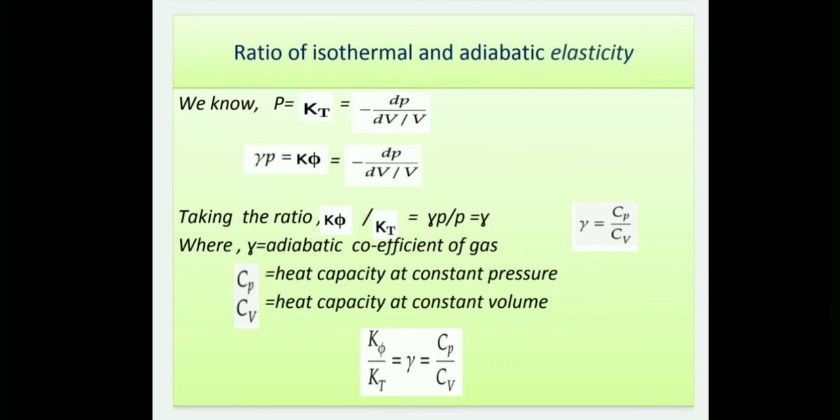We know gamma is equal to Cp by Cv, where gamma is the adiabatic coefficient of the gas, Cp is heat capacity at constant pressure, and Cv is heat capacity at constant volume. Finally, we obtain the relation K phi by Kt, that is, the ratio of adiabatic elasticity to isothermal elasticity is equal to gamma, the adiabatic index, which is equal to Cp divided by Cv.